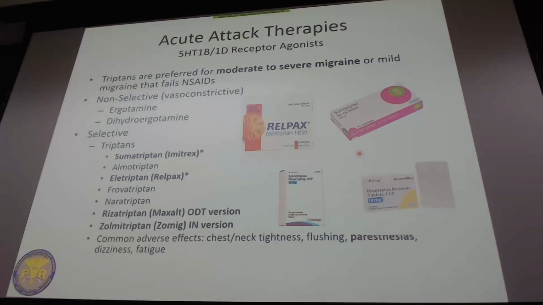So let's say we got someone coming in with migraine headaches and they're moderate to severe. They're kicking them around their butt. We've tried the migraine headaches that fails NSAIDs and they're like, I need something different. The Excedrin just isn't cutting it. A lot of times they take Excedrin already, so take that as the initial step.